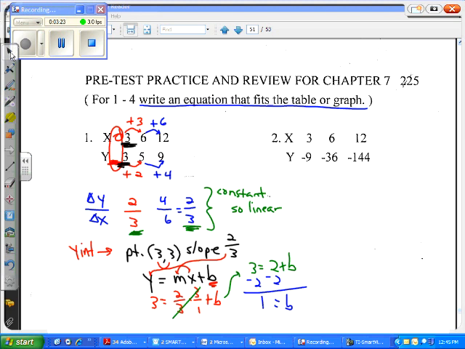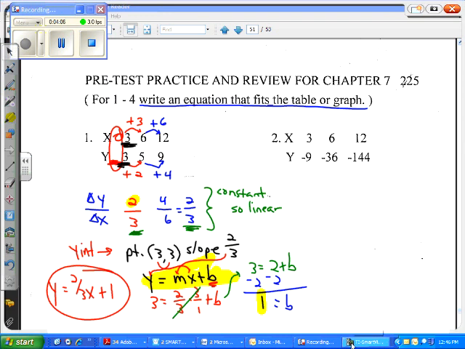And so we see that we have a slope of 2/3 and a y-intercept of 1. Plugging those back into y equals mx plus b, this time replacing m and b only, we would have y equals 2/3 x plus 1, and there's the equation in slope-intercept form. Any questions on number 1?